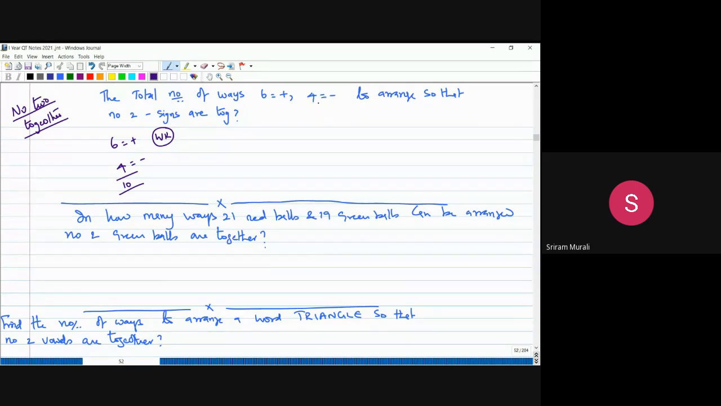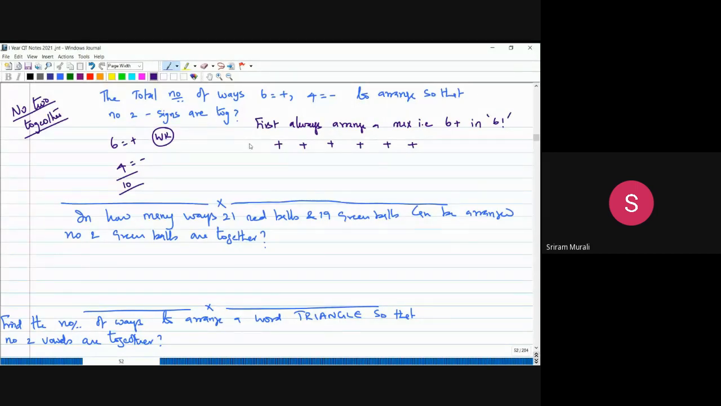Which sign's strength is maximum between plus and minus? Plus. So first always arrange the maximum. That is 6 plus signs in 6 factorial ways. So 6 plus signs we have arranged in 6 factorial ways. Where can the minus signs be brought?